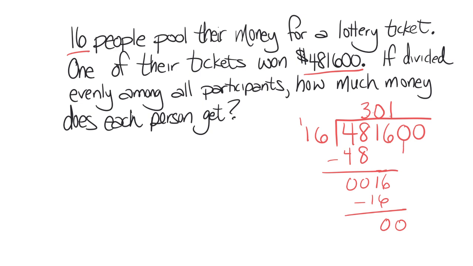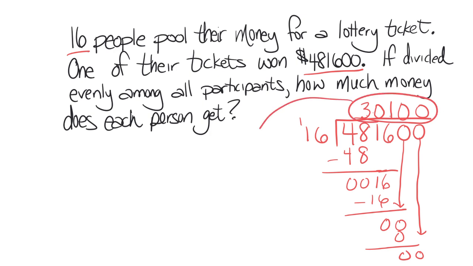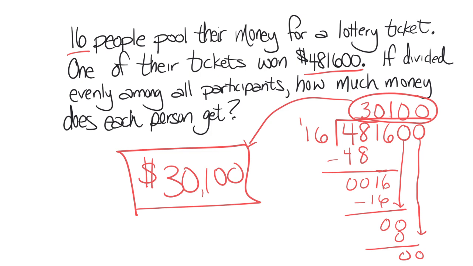So I'm pulling down this first 0 here, and 16 does not go into 0, so I put a 0 there. If you want to put a 0 and do your subtraction, that's fine. And then I'm going to bring down another 0. And this is my last one here. 16 still doesn't go in there. But those zeros are important because now we're talking $30,000 is what everybody's going to get. And so it's important to keep track of those zeros as you're doing this. Everybody is going to get $30,100.